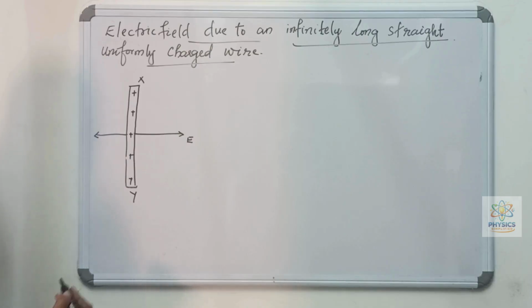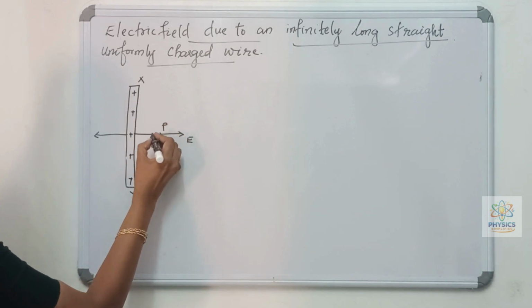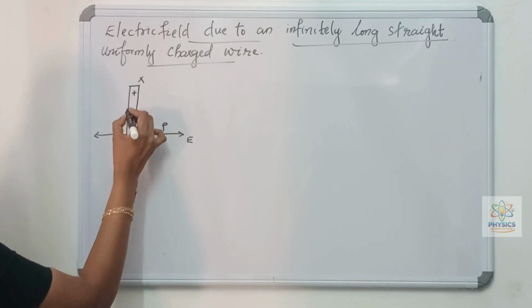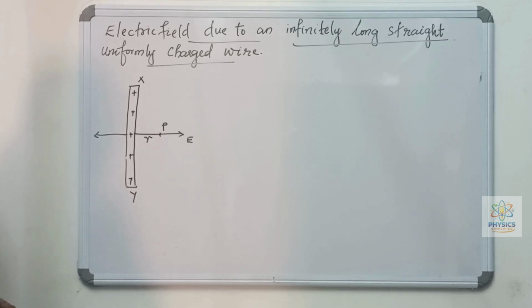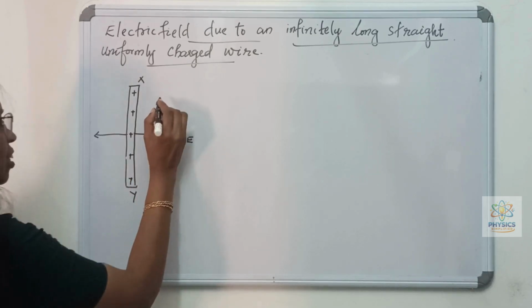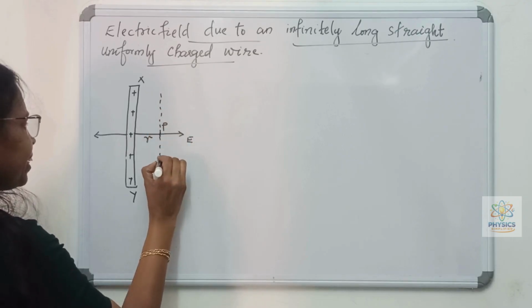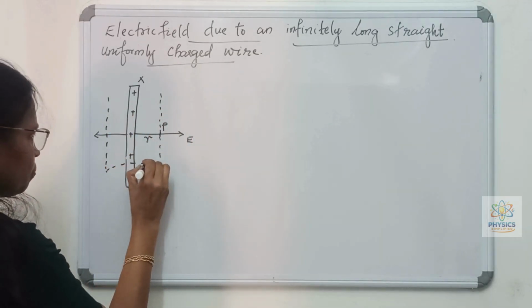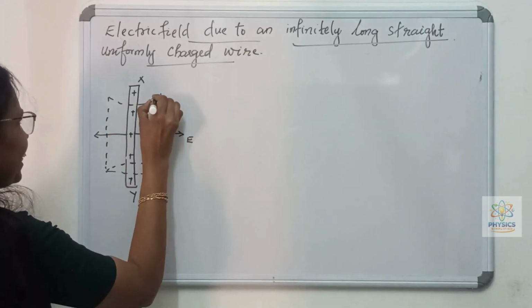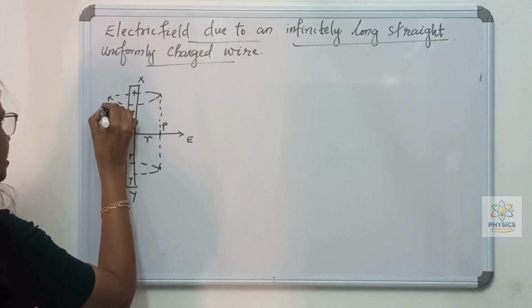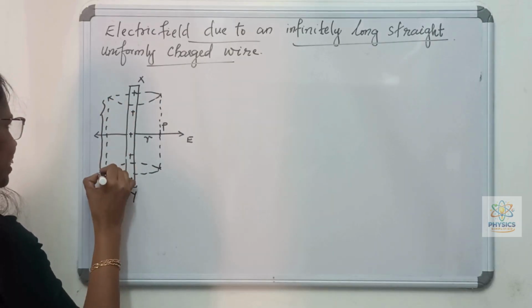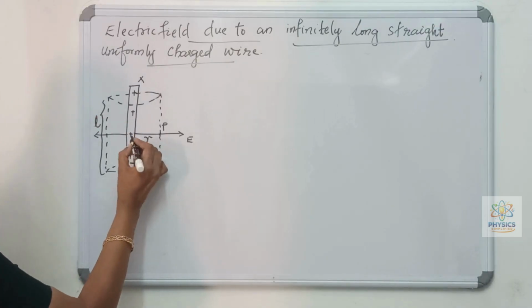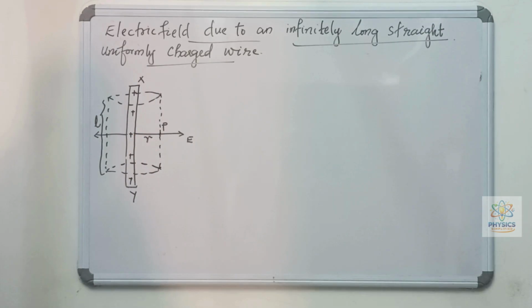Next we have to consider a point P at a distance R from the charged wire. To prove Gauss's theorem, we have to imagine a closed surface. Here we are going to imagine a cylindrical Gaussian surface. So this is the cylindrical Gaussian surface. The length of the Gaussian surface is taken as L, and the radius of the Gaussian surface is R.